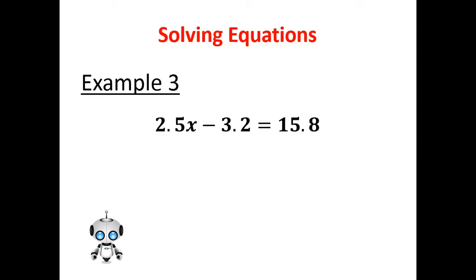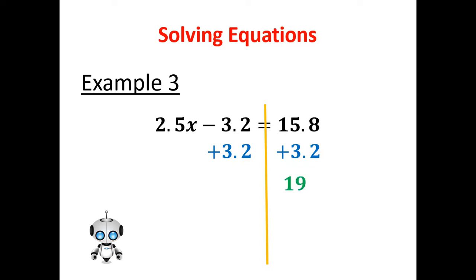Right, finally example 3. 2.5x subtract 3.2 is equal to 15.8. This is far more difficult to guess and answer, so we'll use the strategy once more. On the left we have subtract 3.2. To get rid of a subtract we plus, but we must plus 3.2 on the right as well. On the right 15.8 plus 3.2 make 19.